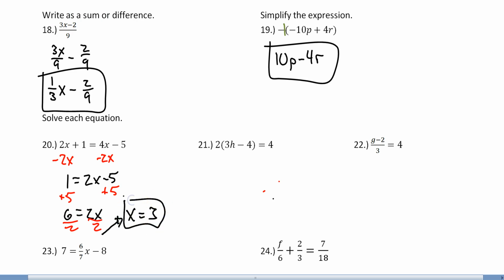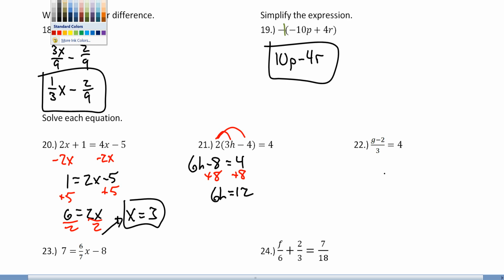Okay. The next one, the first thing I would probably do, or the first thing that most students would do, is distribute here. There are other options, but that's going to be the typical way that most students approach it. So I'm going to distribute that 2. That gives me a 6h minus 8 equals 4, and I'm going to add the 8 to each side. That gives me the 6h equals a 12, and now I divide by the 6. So again, I simplify and then solve. I simplify by distributing and combine like terms by getting variables all on the same side. And then I solve by undoing order of operations. Okay.